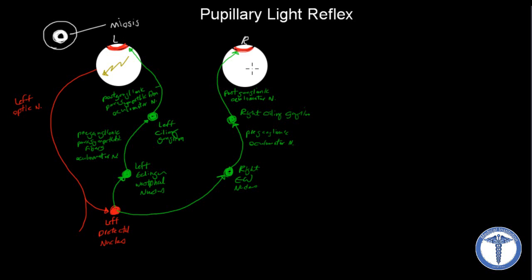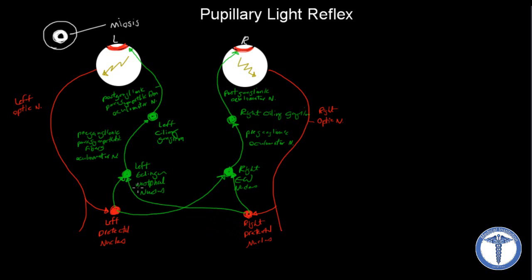Now, if we shine the light into the right eye instead of the left, the same pathway is going to happen. This will be the light. Signals are going to travel through the right optic nerve, and they're going to go into the right pretectal nucleus. Now from here, we're going to send signals to the right Edinger-Westphal nucleus, so we can go ahead and contract our sphincter muscle on the right eye. And again, we're going to cross over and activate the left Edinger-Westphal nucleus, and this will cause contraction of the left sphincter muscle.